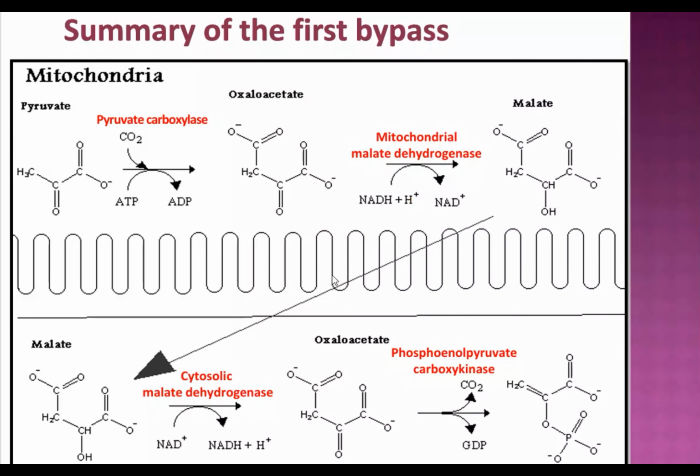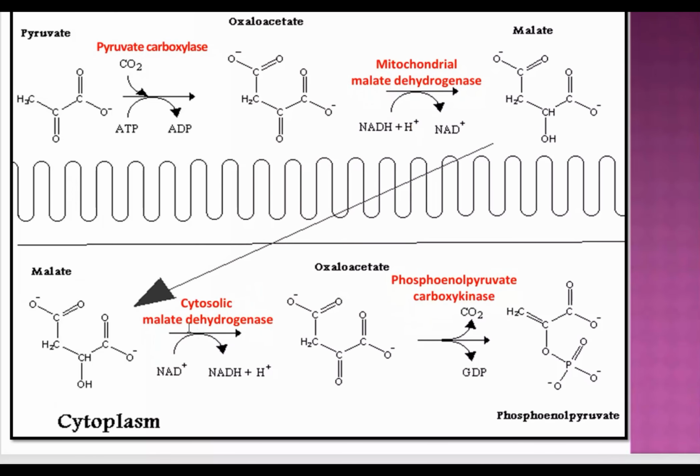Now this malate comes to the cytosol, where with the help of malate dehydrogenase enzyme and NAD plus, it will convert to form the oxaloacetate state. Now it will convert to form the phosphoenolpyruvate with the help of phosphoenolpyruvate carboxykinase enzyme. Here one molecule of carbon dioxide is released and one GTP is converted to GDP.